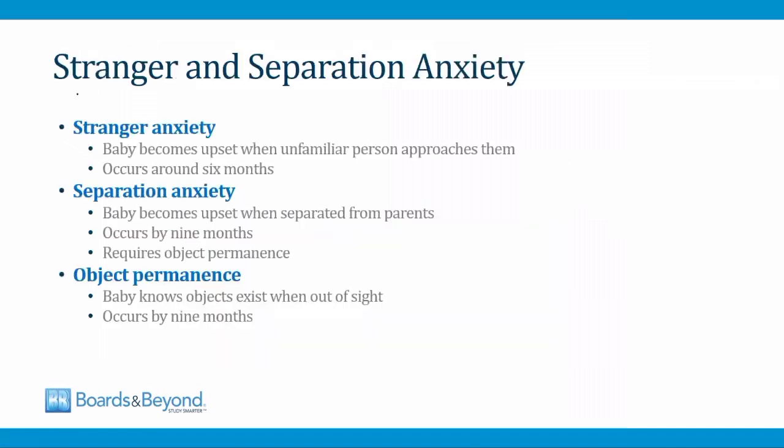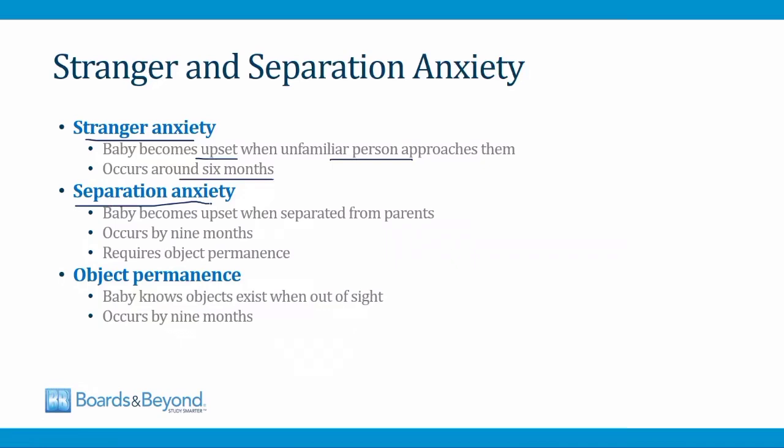So let's talk about stranger and separation anxiety. Stranger anxiety is when a baby becomes upset when an unfamiliar person approaches them. And this occurs around 6 months because at 6 months of age, babies begin to have the ability to distinguish faces from one another so they can identify a familiar person like their mother or father from an unfamiliar person. And unfamiliar people can evoke anxiety and the baby can become upset.